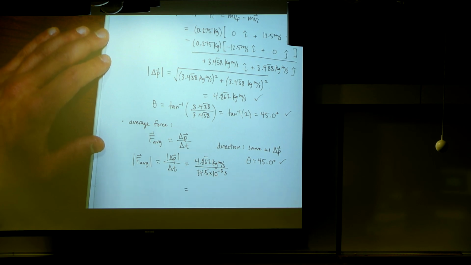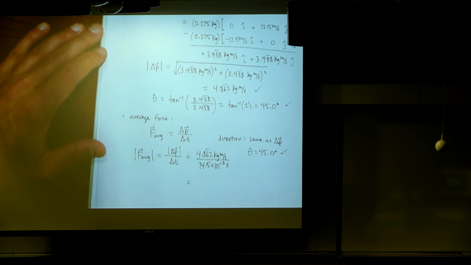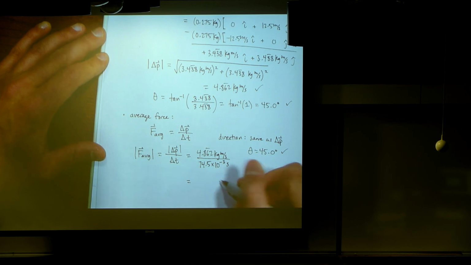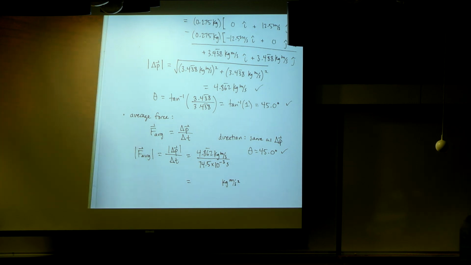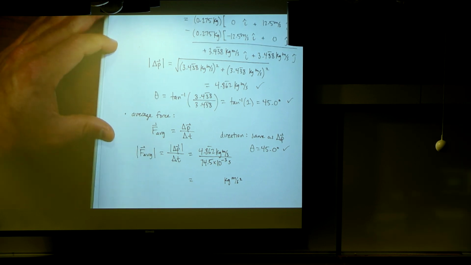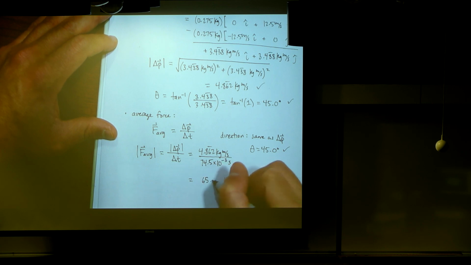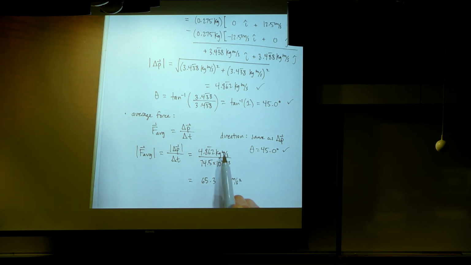Okay, so can someone do that for me real quick? Tell me what it is. Exactly, 65.3. If we think about the units here, we have kilograms, meters, and then seconds squared downstairs. That's a unit. That's a Newton, I should say. 65.3 newtons. So that's how much force is involved.